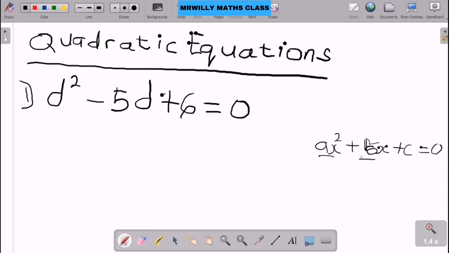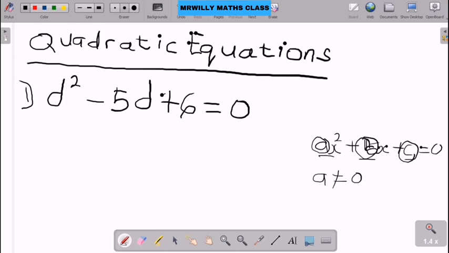The a and the b are the coefficients of your x. Your x is a variable, the unknown that you are trying to solve for, while your c is considered a constant. For an algebraic equation to be considered a quadratic equation, the a must not be 0. That means the coefficient of x squared must not be 0.